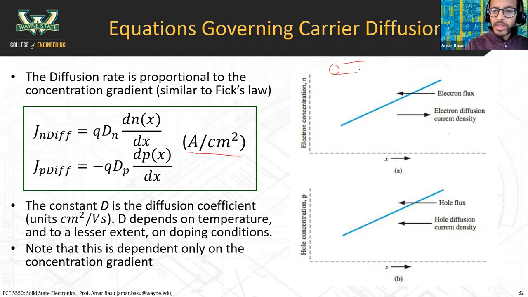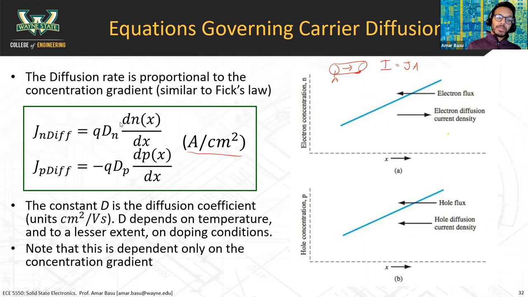To jog your memory, our mental model of current density is that, let's say you have a current going through a wire and that current is I. That I is equal to J times the cross-sectional area. So current and current density are related by the cross-sectional area of the material through which the current is flowing. J_N diffusion is the current density due to electrons diffusing. This is equal to Q times D_N times dN/dx. Q is 1.6 times 10 to the negative 19, the constant.